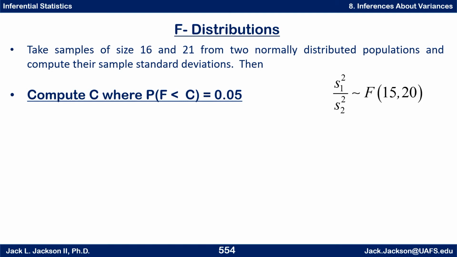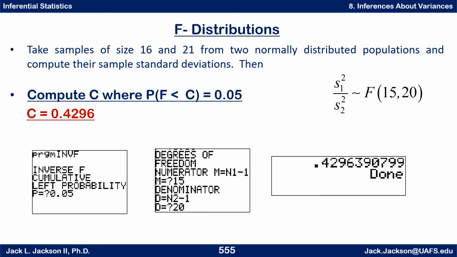Of course, this is an inverse probability calculation, so you run inverse F if we have such a thing, or if we don't, we can do it with our calculator program. Program inverse F. A cumulative probability of 0.05 is to the left. 15 and 20 for the 2 degrees of freedom, and it outputs the critical value we're looking for, which to 4 decimal places is 0.4296.